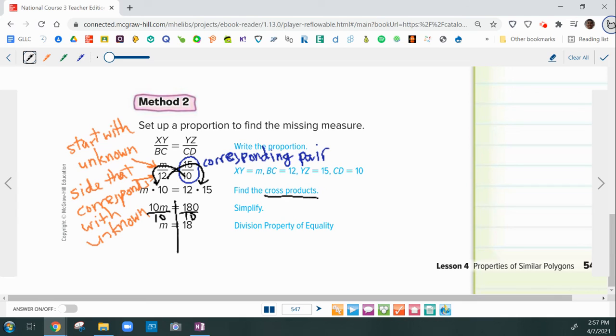So that is the lesson. You can choose which way you like to do it. You can either use the scale factor method or you can do the proportion method. I suggest the proportion method. It seems a lot easier to me. Good luck, and hopefully, one of these methods will work for you.